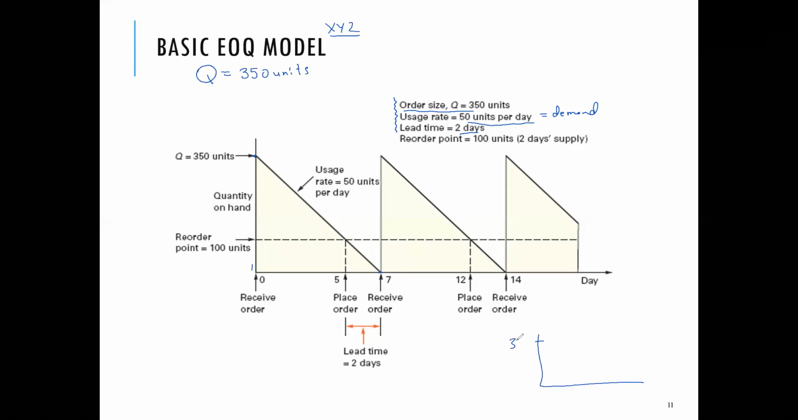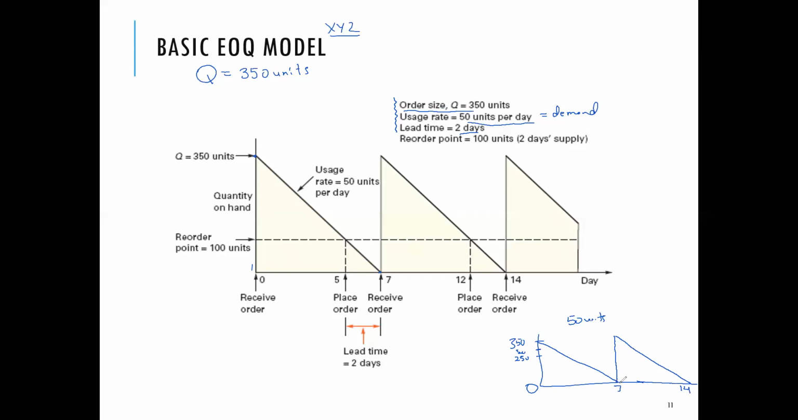So we start with 350. Every day we will sell 50 units, which means at the end of day 1, we will be left with 300. At the end of day 2, we will be left with 250, and so on. It will keep on reducing by 50 every day, and on day 7, we will reach 0 units. Ideally, on day 7, we should receive another 350 units, and then the same cycle will start again. On day 14, we will again reach 0 units.